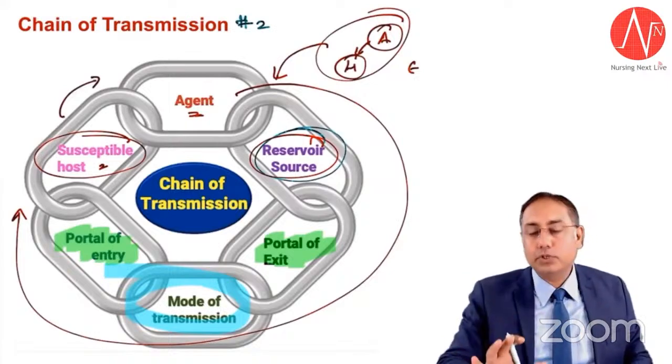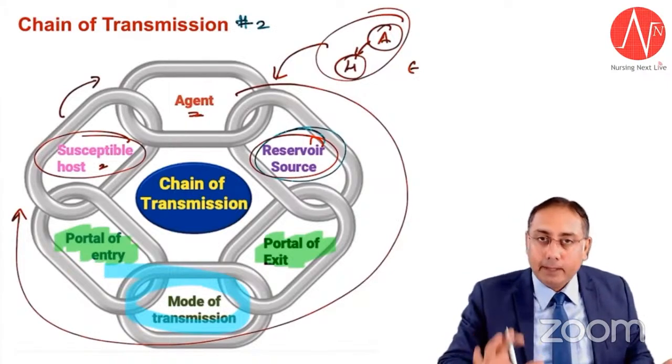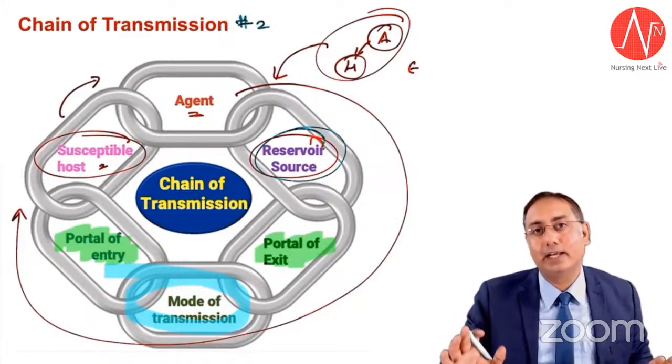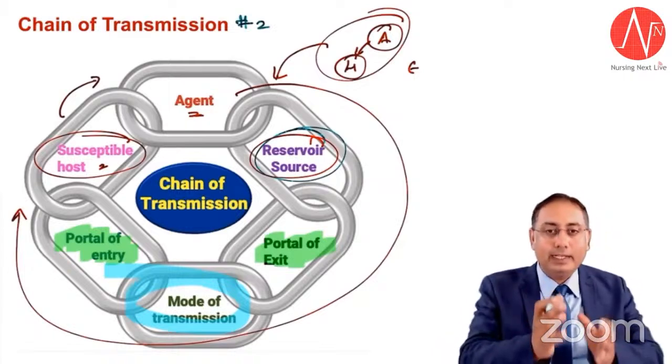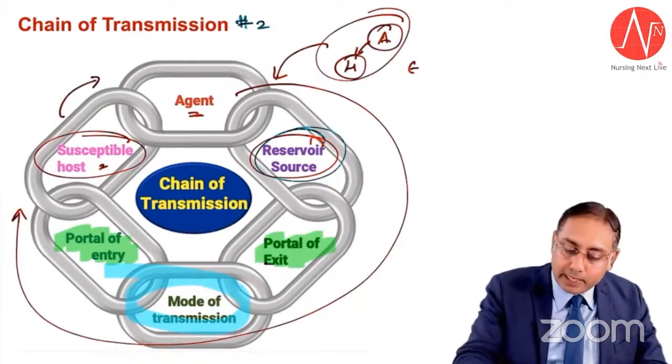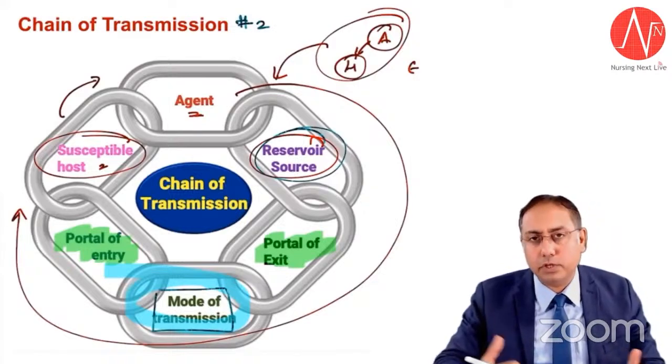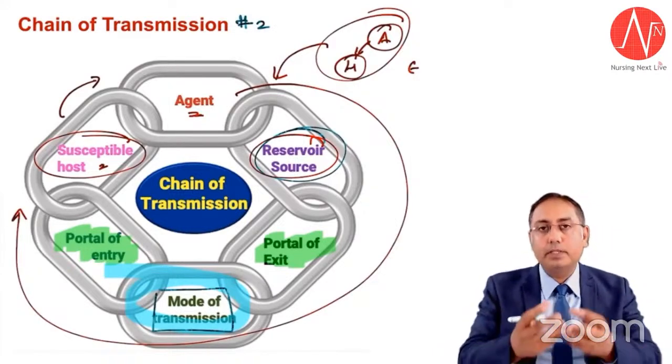So this phenomenon is called the chain of transmission. MCQ over here is: in this chain of transmission, which is the weakest link, which is the most delicate point? The most delicate point is the mode of transmission. If you want to stop the chain of transmission, if you stop the infection, how will you stop the disease from happening?